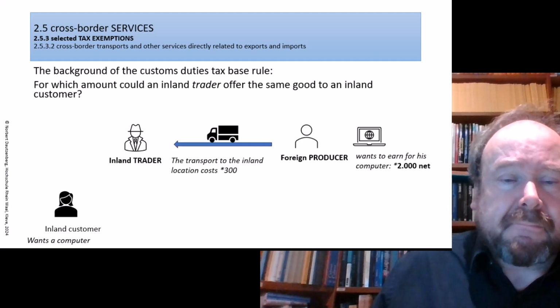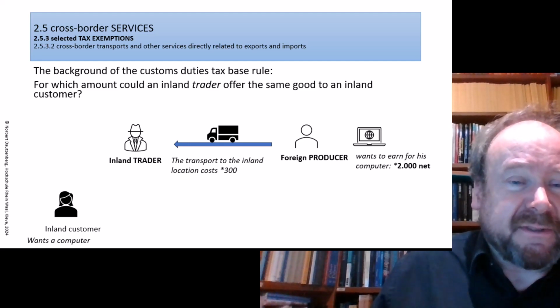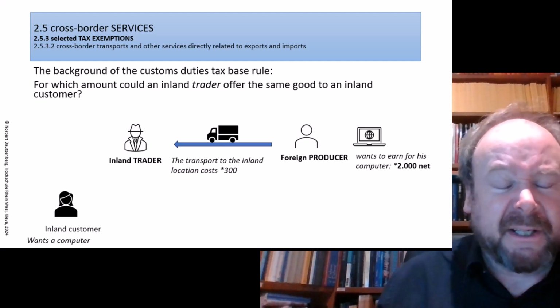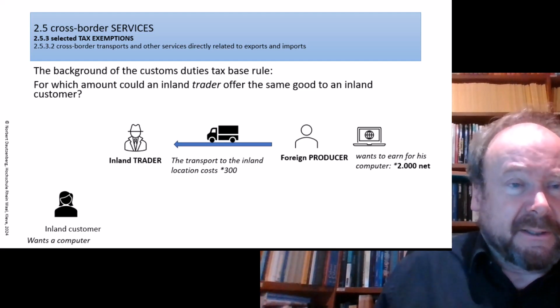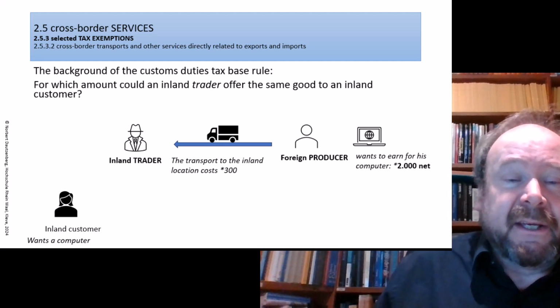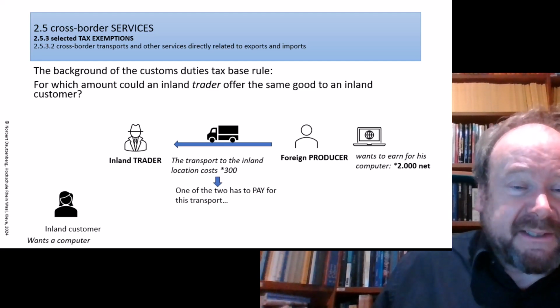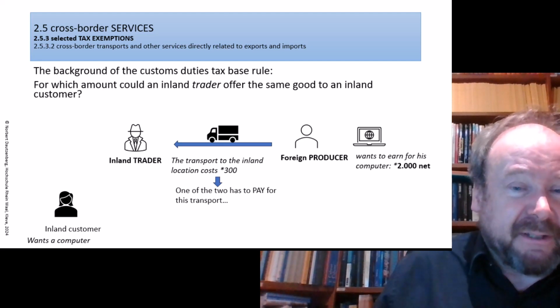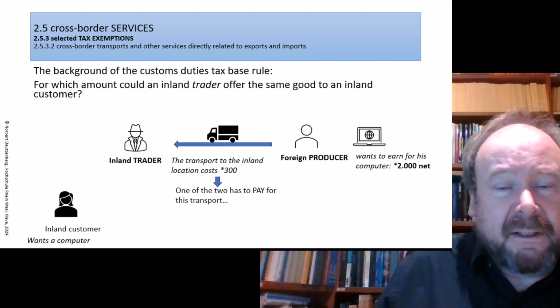And then that computer must be transported to the location of the inland trader. That transport is now, let's arbitrarily say 300, probably far too high, however, it doesn't matter. Each number is equally good if we have a fictitious example. Now what matters is that one of the two, either the trader or the producer, will have to pay for the transport. What does that mean?